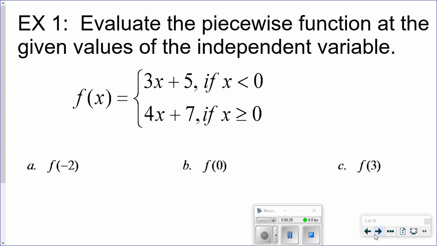Okay, so piecewise functions have more than one function. That's why they're called piecewise. So for x is less than 0, then I have this graph. And then for x is greater than or equal to 0, I have this graph. All right, so I have to look and see what x values I have to know which functions I need to plug them into. So for f of -2, well, -2 is less than 0, so I'm going to be plugging it into this function.